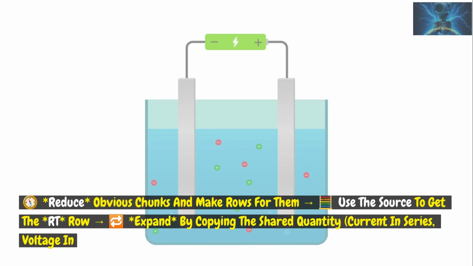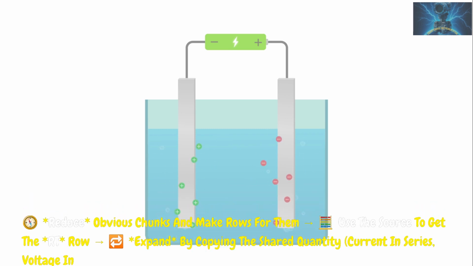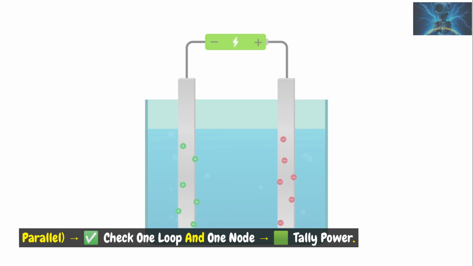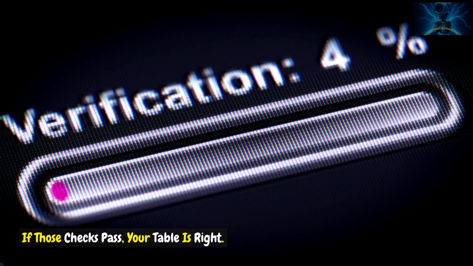Recap you can remember. Reduce obvious chunks and make rows for them. Use the source to get the RT row. Expand by copying the shared quantity, current in series, voltage in parallel. Check 1 loop and 1 node, tally power. If those checks pass, your table is right.